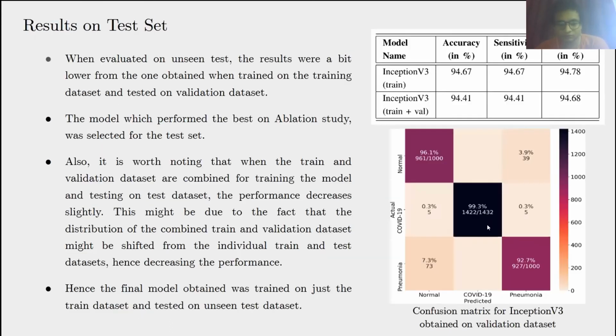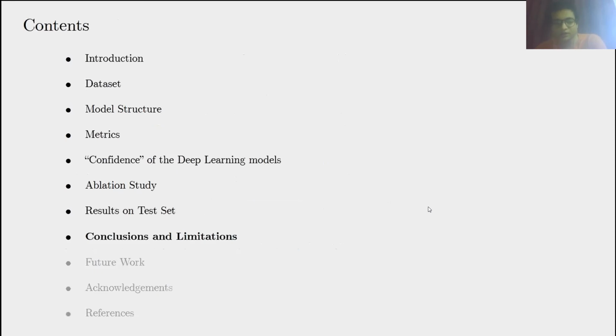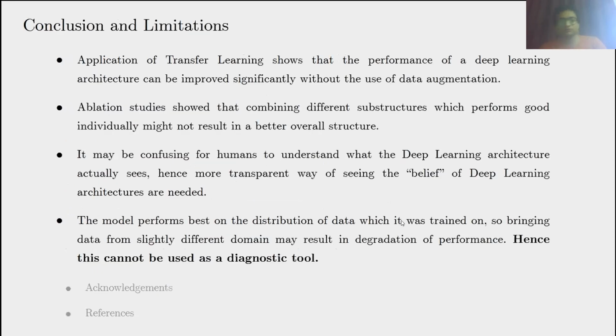Let's slowly start finishing up. So finally, we move on to the conclusions and limitations. Firstly, we would like to point out that this transfer learning shows that the performance of the deep learning architecture can be improved significantly without the use of data augmentation. This is a serious issue because for medical data, where we are not medical experts, we could not just use data augmentation without referring to proper methods.